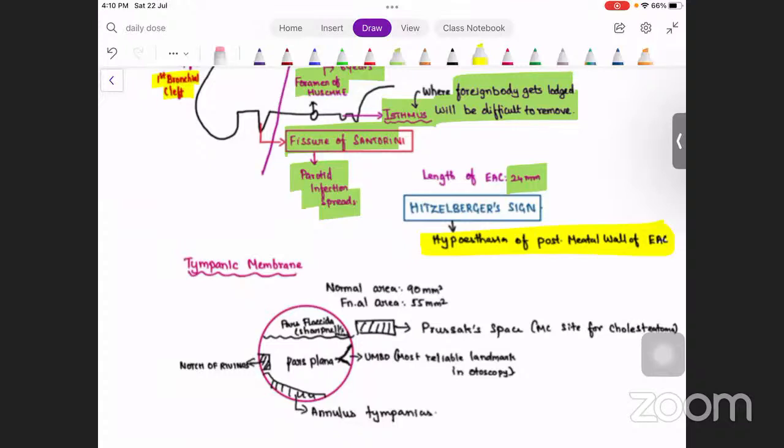Then you have the tympanic membrane, with the pars flaccida and pars tensa. The normal area of the tympanic membrane is 90 mm squared, while the functional area is 55 mm squared. Inside that you have the umbo, which is the most reliable landmark in otoscopy, and you have the annulus tympanicus and the notch of Rivinus around it. The majority of the area is pars tensa and pars flaccida, and you have the small depression called the umbo. Then you have the Prussak space, which is the most common site for cholesteatoma.